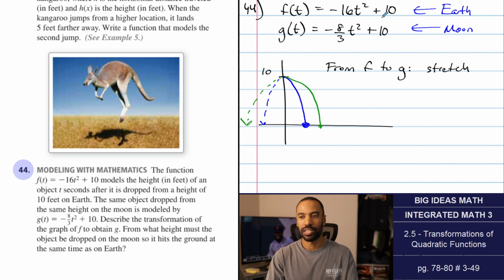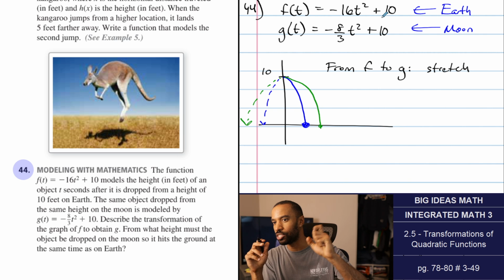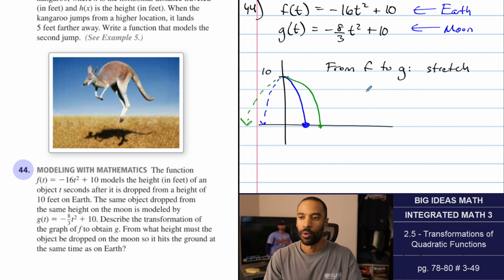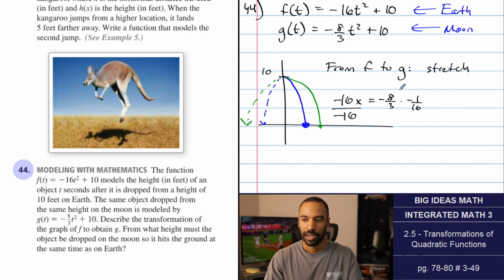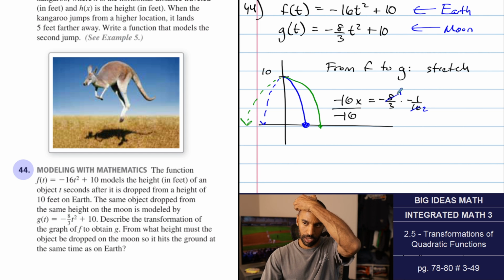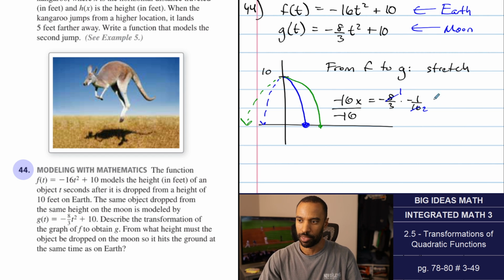Whatever the multiplication is to make negative 16 turn into negative 8/3. So how do you do that? Negative 16 times what number equals negative 8/3? You've got to divide both sides by negative 16, which means times negative 1 over 16. Negative 8 over negative 16 is 1/2. Negative times negative is positive. You get 1 times 1 on top, 3 times 2 on bottom. That equals 1/6. So you've got to horizontally stretch.